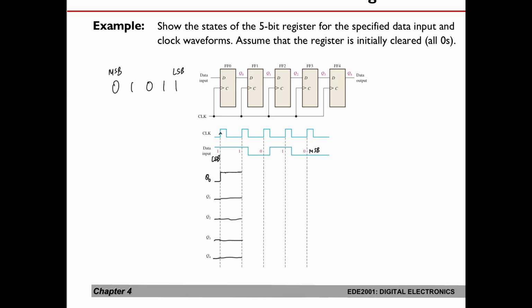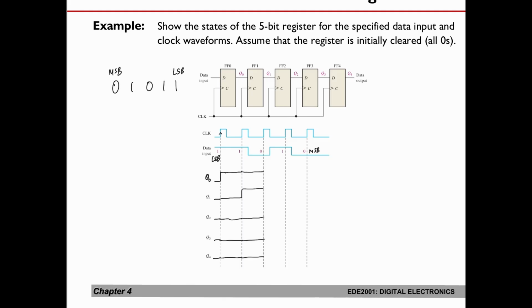At the next clock cycle, you can see that the second LSB is now at the data input, so your Q0 remains as 1. Now Q1, because the output Q0 is a 1, will become a 1 at the next clock cycle. For Q2, Q1 was a 0 before that, so the 0 gets propagated. Same for Q3 and Q4.